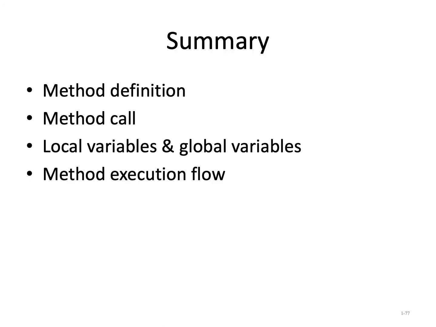To summarize, we have looked at how to define and call the method with no return type, which is void, from other methods. We have also learned about the differences of local, static, and instance variables. We went through some examples to understand ways to call the methods and variables.